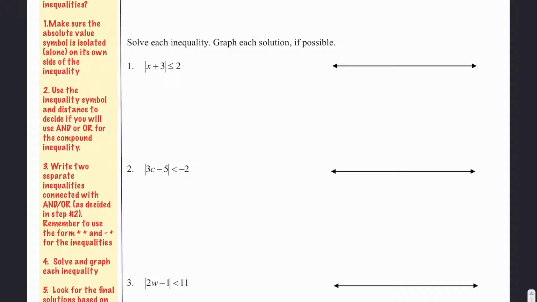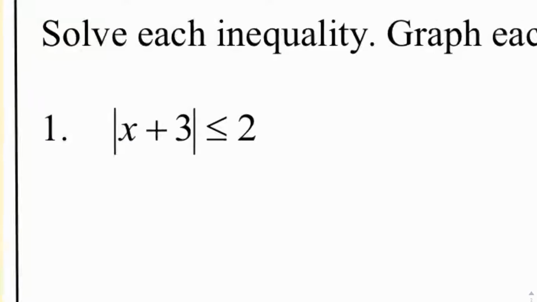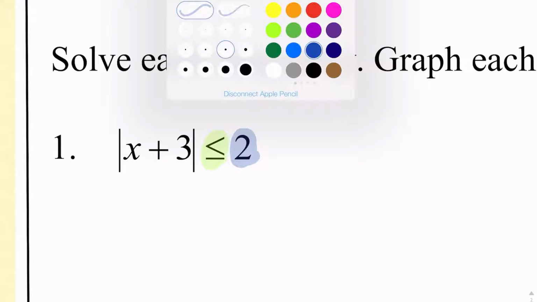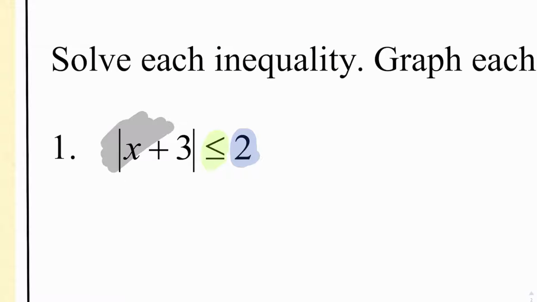Well, let's just look into number 1. We can see that we have an absolute value symbol, right here. And then I can clearly see an inequality. So here's our inequality symbol. It's compared to some number that's called 2. And like I said before, here is our absolute value symbol.